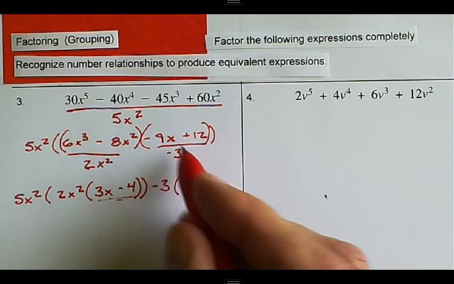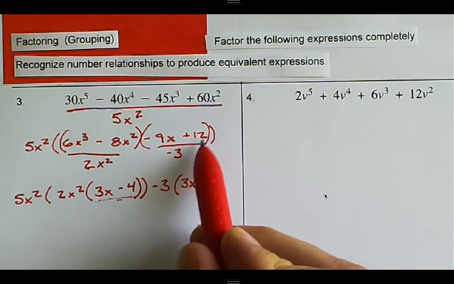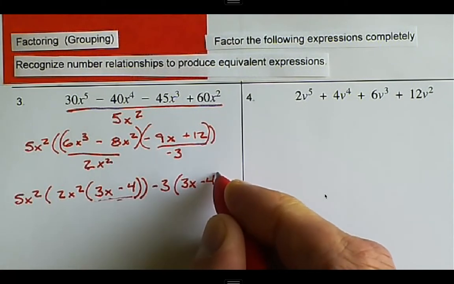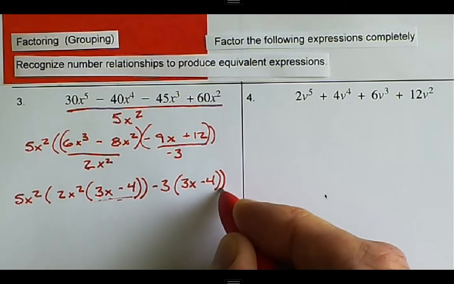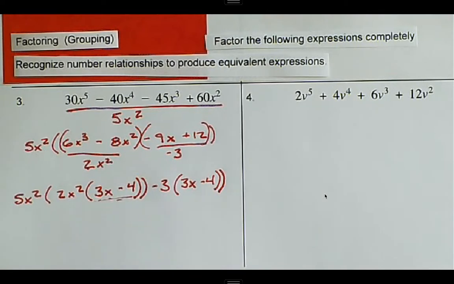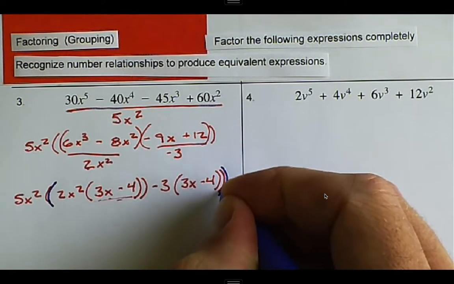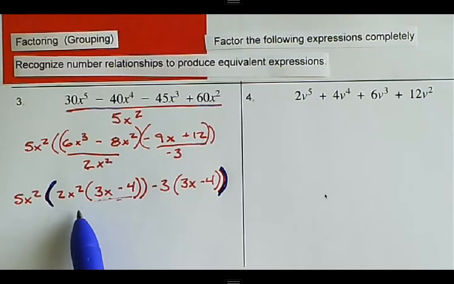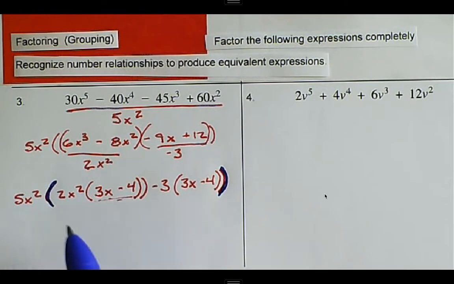X, we don't have anything to cancel that, so the x comes down. And 12 divided by negative 3 is negative 4. So this parenthesis right here goes with the parenthesis all the way over there on the left. So I'm going to change my ink color here. This is the blue parenthesis and the blue parenthesis there. Those are the same. So really, the only thing that we're focusing on factoring by grouping is what's inside this parenthesis. This 5x squared, we're just going to leave outside there.